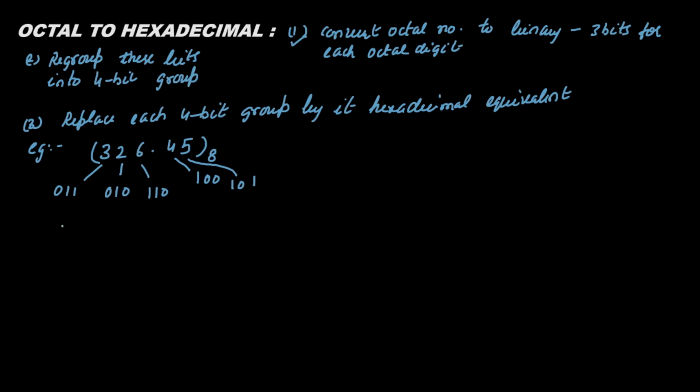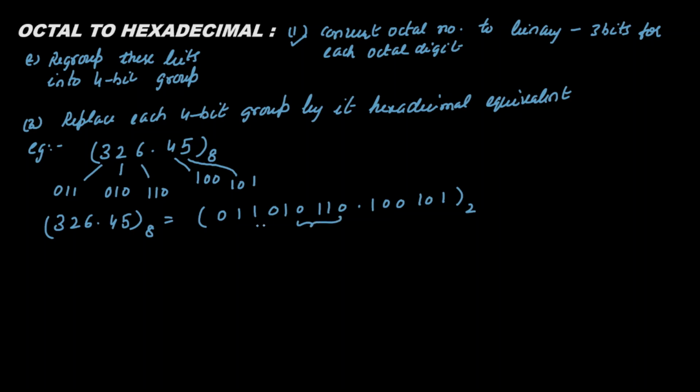So now I will write these numbers in a combined form, that is 326.45 is equal to 011 010 110 dot 100 101. So we have done the first step. Now next is regroup into 4. So we will regroup 4 bits, and now this one here, 4 bits. And since here there are 2 bits left, I am going to write 2 zeros here.